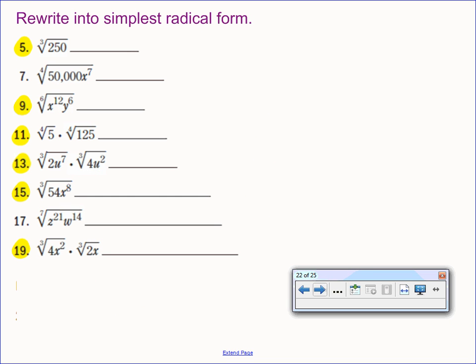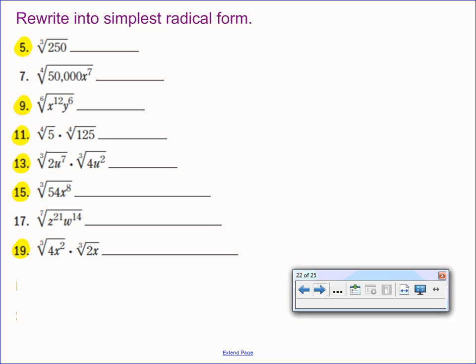Now let's simplify some expressions where I don't have a perfect nth power right away. We need to break up that 250 into a product of factors, one of which is a perfect cube. I want the largest perfect cube that divides evenly into the number inside my cube root without a remainder. Is 250 itself a perfect cube? No, but I'll look at my list and see that the next highest perfect cube that divides evenly into 250 is 125.